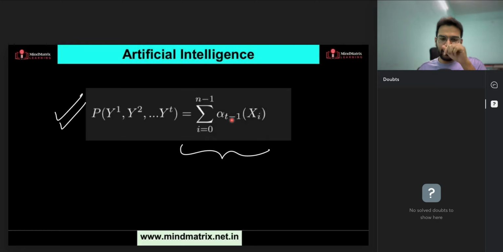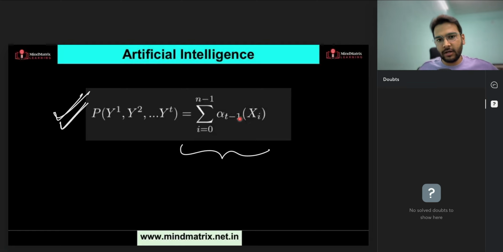That means if you add all these alpha values, that means alpha 3 of x0, alpha 3 of x1, alpha 3 of x2, like this, this is what it is going to give you. Is this clear to all of you? Do you have any doubt?